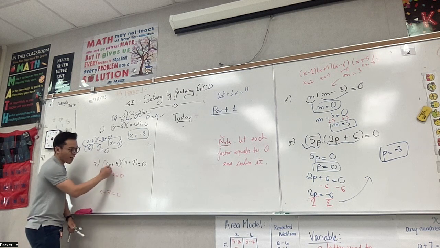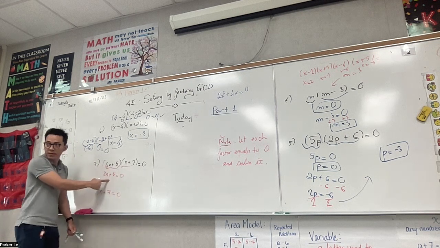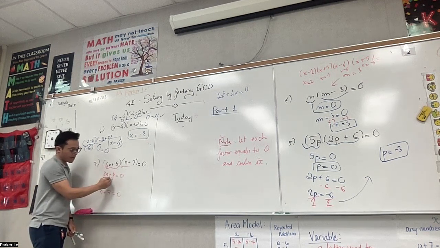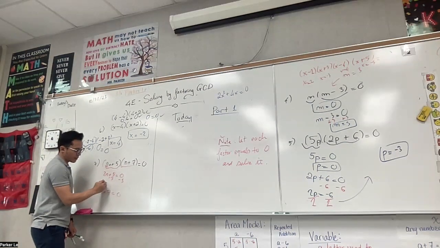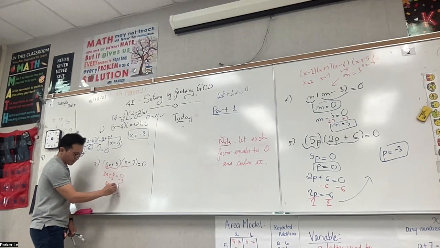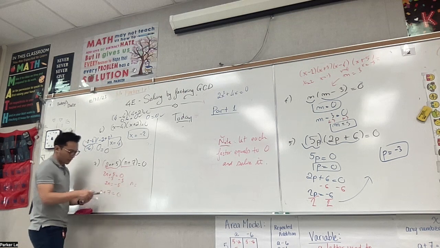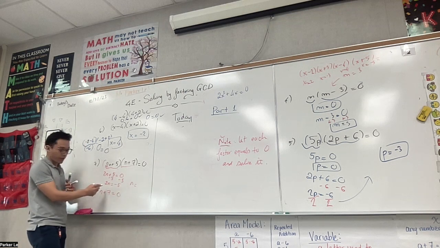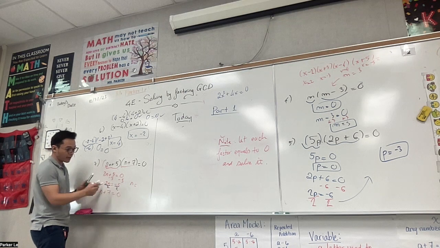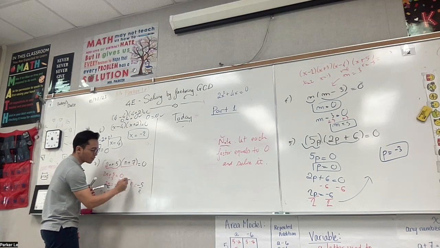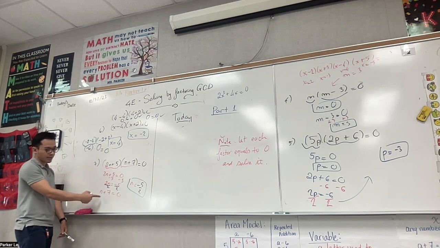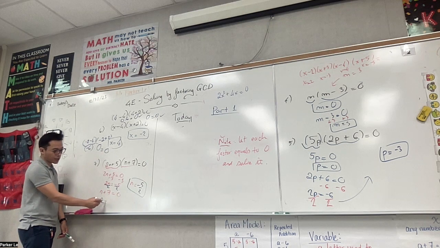Excellent. Yes, 2 factors. Each factor equal to 0. How do you solve this? Very good. Subtract 5. Very good. What is it? Yeah, you divide by 2, right? Divide by 2. So n is -5 over 2. Very good. How about this? N plus 7 equal to 0. N equal to?